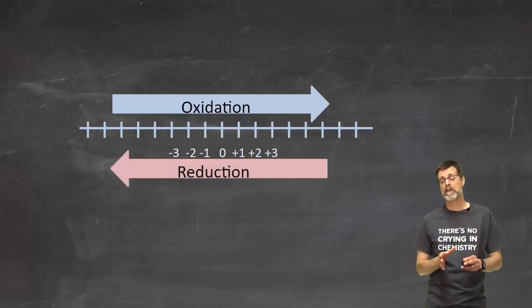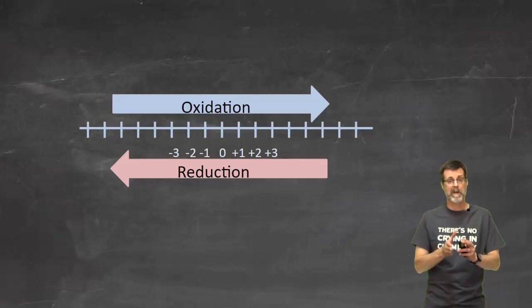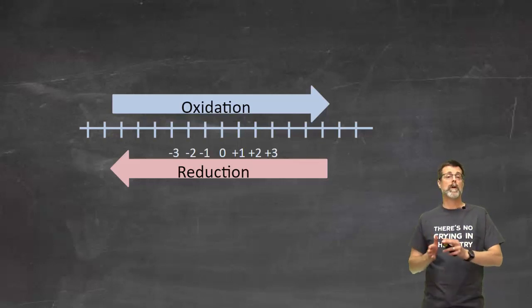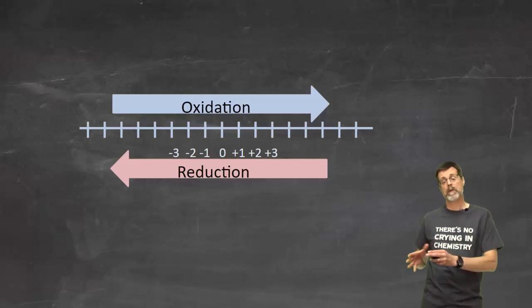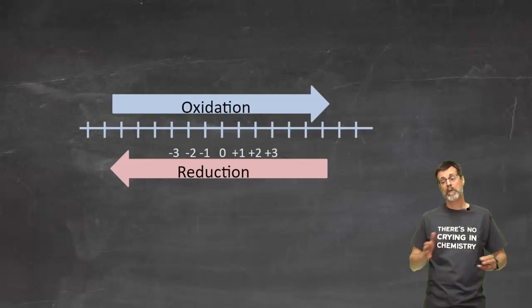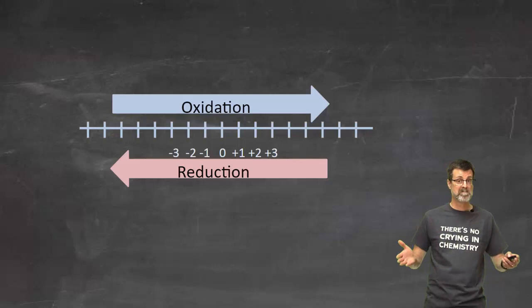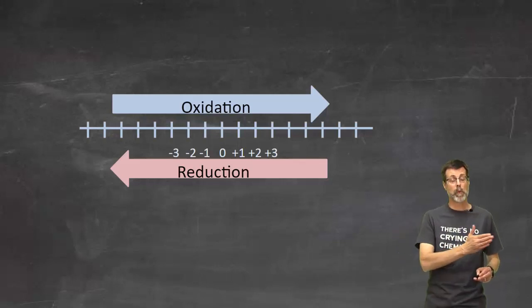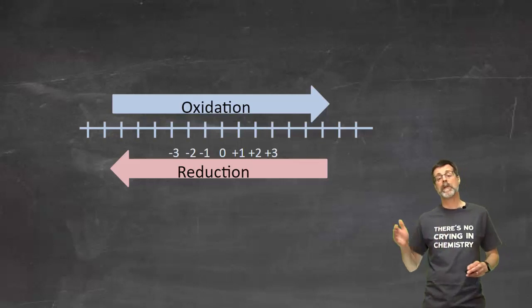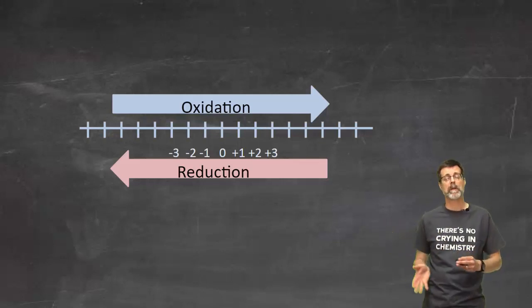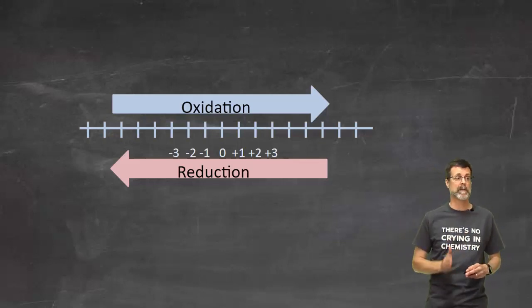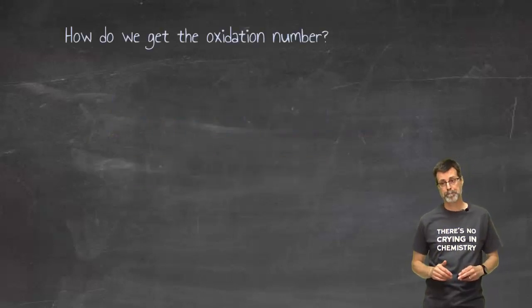Now it's important to understand that it won't always start at 0, and it won't always go to minuses, or won't always go to positives. So for example, if I go from a +2 to a +1, well, I've gone toward the negative a little bit. That's reduction. If I go from +2 to +3, well, that's an oxidation. It doesn't have to start at 0. It doesn't have to go through 0.